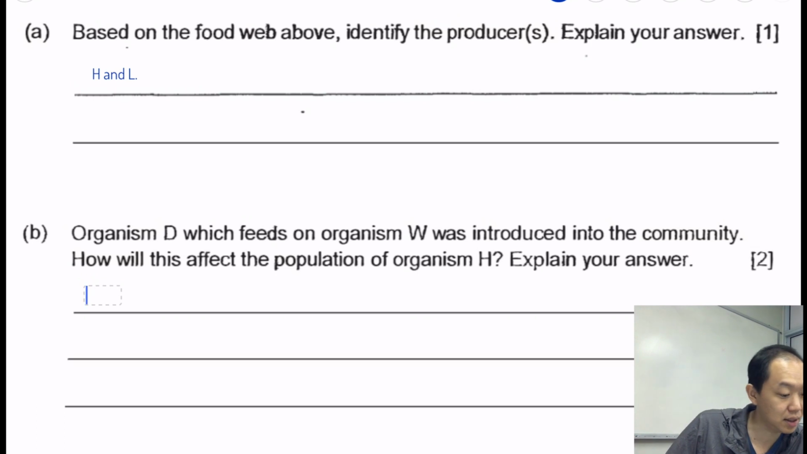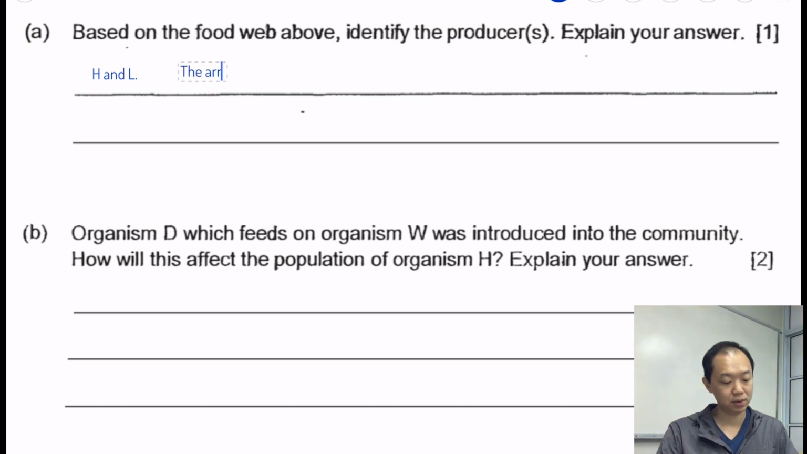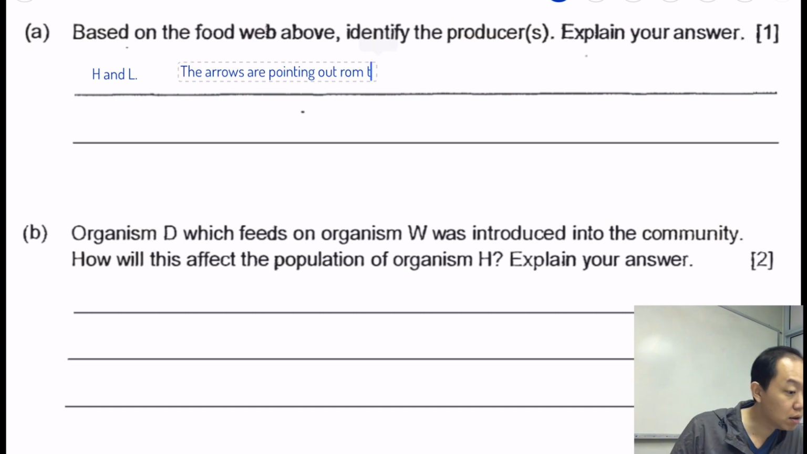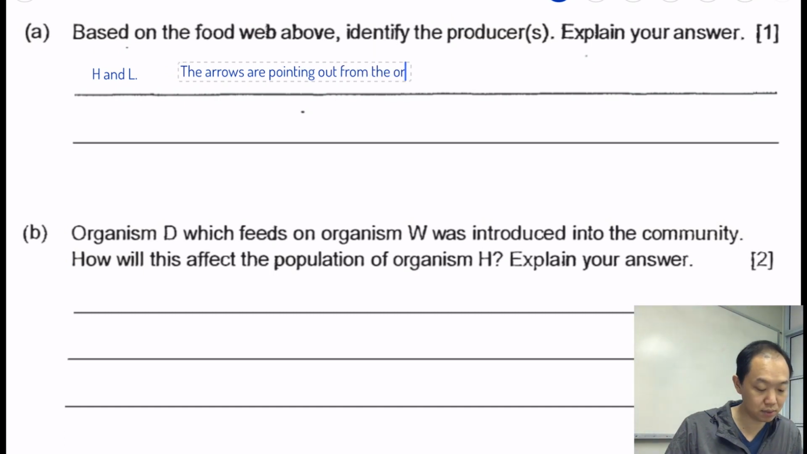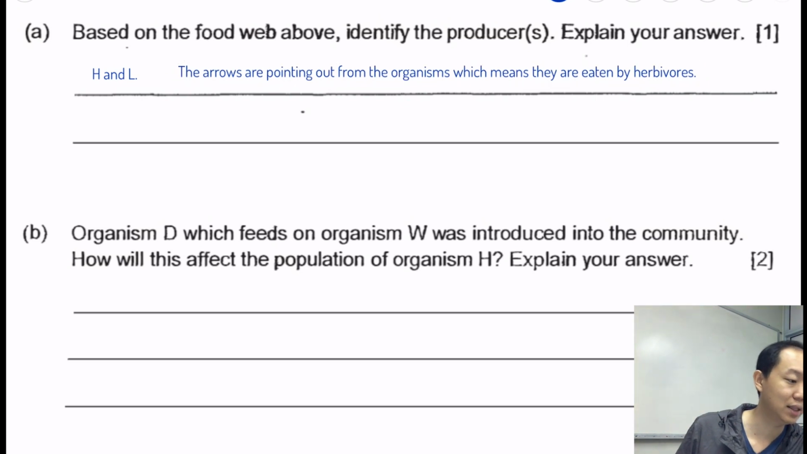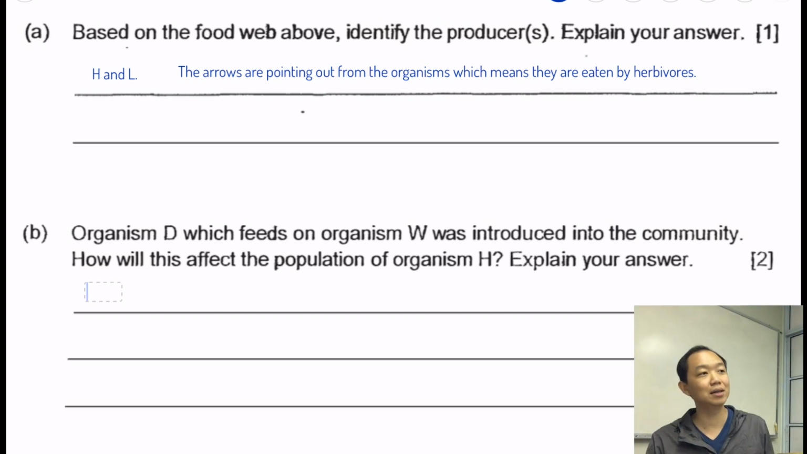Explain your answer. So we say the arrows are pointing out from the organism, which means they are eaten by herbivores. Okay, so they don't eat anything. They are all eaten by other animals. Okay, plants don't eat animals, right? Except for what?